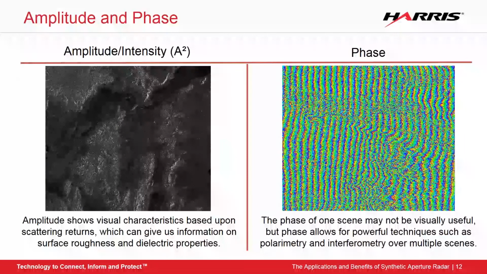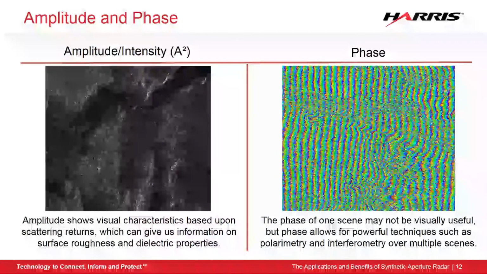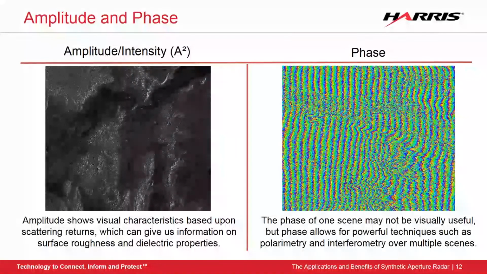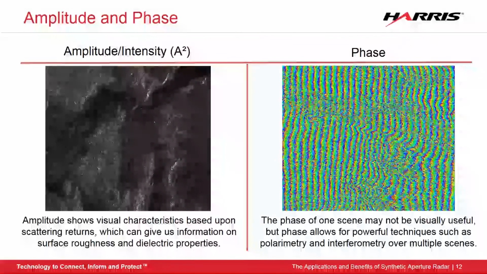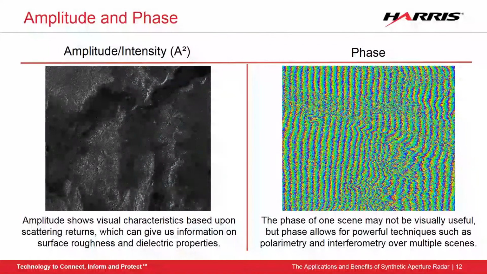So here we have an example of each type of data. The image on the left is the SAR intensity, or the amplitude. And this type of data can be used for analyses like change detection, and it gives us information on surface roughness and dielectric properties, as I mentioned before. The scene on the right is an interferogram, and it's of the SAR phase. This may not be visually useful like the intensity data. However, the phase allows for very powerful analyses such as interferometry and subsidence mapping.